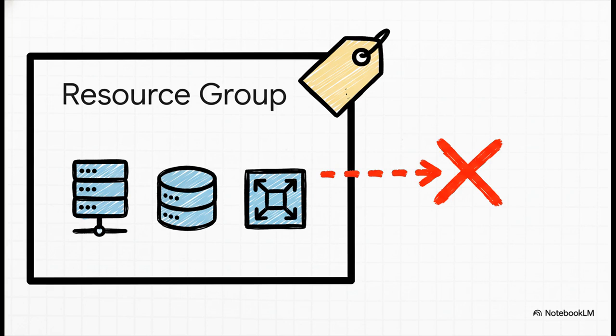This is a classic trick question, so listen carefully. Tags are not inherited. That means if you put a tag on a resource group, the things inside that group do not automatically get the same tag. You have to tag each resource individually. Now, this isn't a bug, it's a feature. It gives you total flexibility. And I can almost promise you, you will see a question about this.